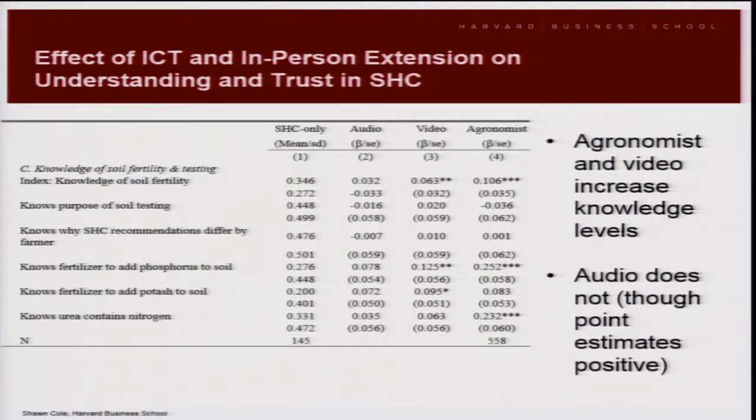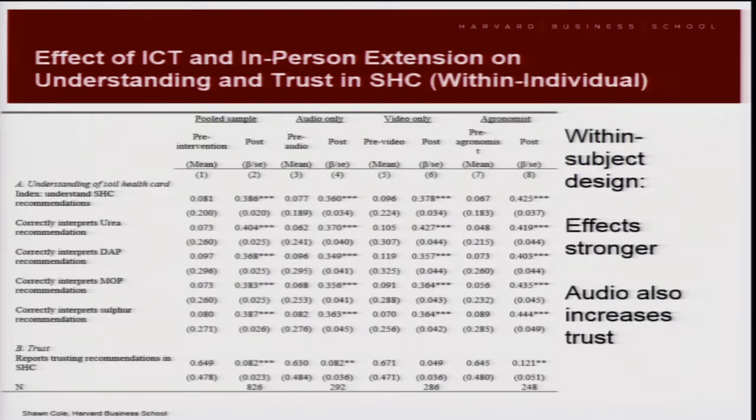And then we look at knowledge, and here we have both the video and the agronomist having some positive effect on levels of knowledge. So, do you know what soil fertility is? Why do we do soil testing? Which fertilizers affect which chemicals? The audio was less effective in moving knowledge, but the point estimates were positive.